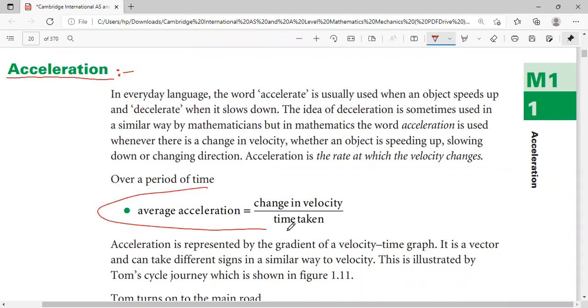That average acceleration is what? The change in velocity, how much the velocity is going to change, and how much time it is taking. This is acceleration. Right?